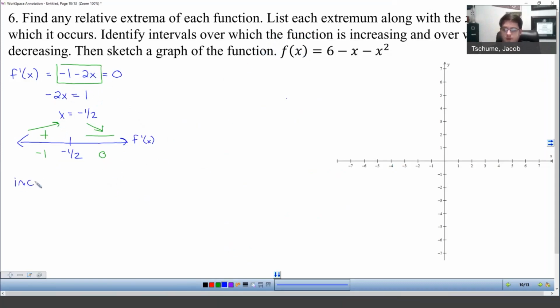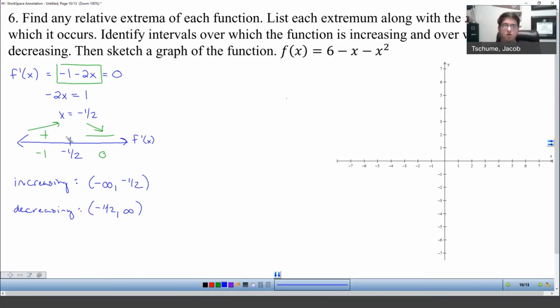Number 1, we have something new. What is the interval of increasing? So according to my line graph, I am increasing everywhere to the left of my critical value, -1/2. So that would be the interval -infinity to -1/2. And the interval of decreasing would be everything to the right of my critical value, which would be from -1/2 to infinity.